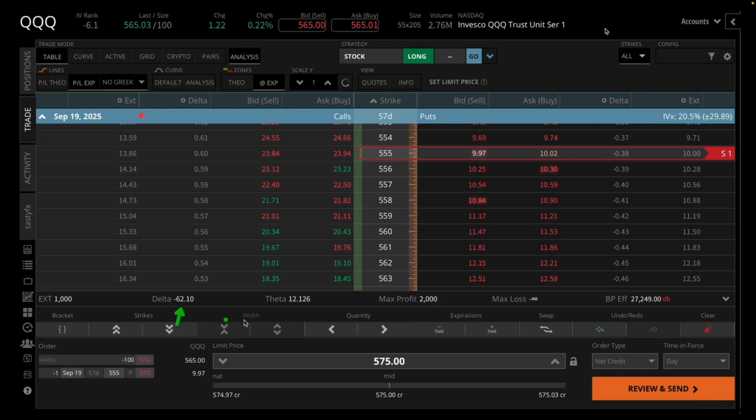And the net delta on this trade is negative 62, a theta of 12. The max profit is a little higher at $2,000. And the buying power effect is $27,249. And that would be a debit for our margin account.